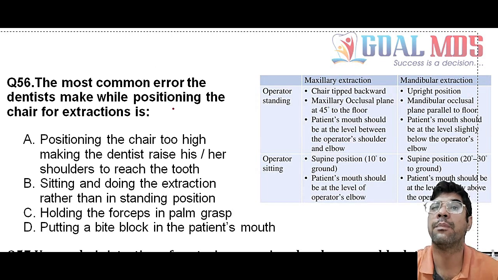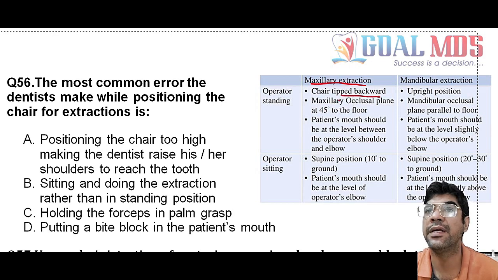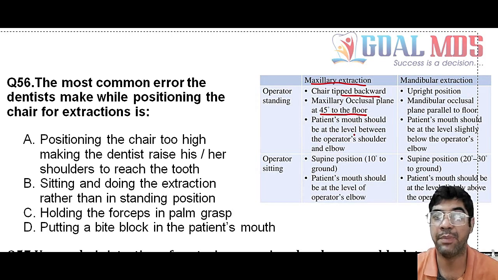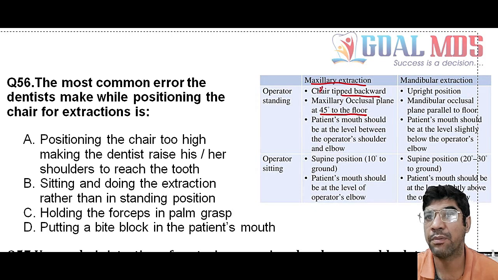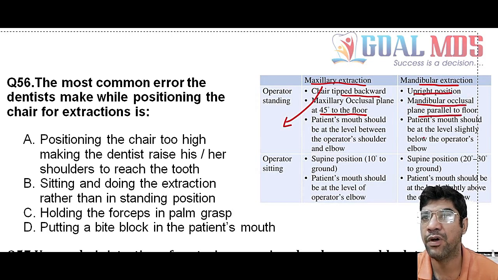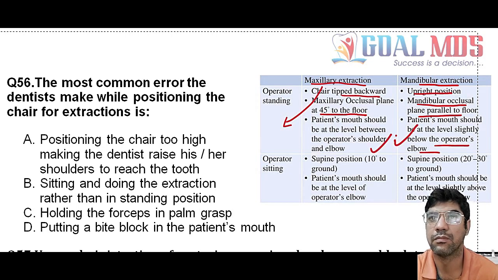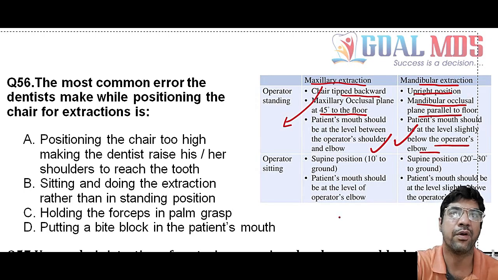So what should be the proper position? For maxillary extraction, the chair should be tipped backward. The maxillary occlusion plane should be 45 degrees to the floor, and the patient's mouth should be at a level between the operator's shoulder and elbow. That is for maxillary extraction. And for mandibular extraction, the chair should be in an upright position. The mandibular occlusion plane should be parallel to the floor and at a level slightly below the operator's elbow. So remember that from your exam point of view.